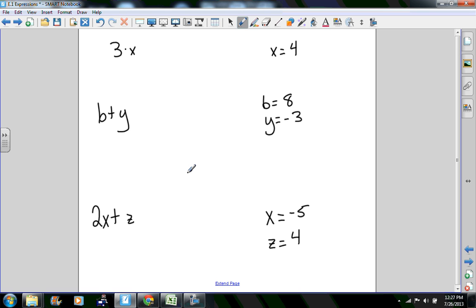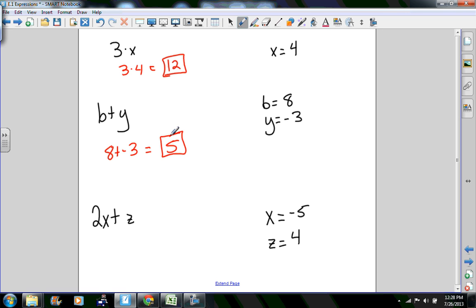So an example of some expressions are up here at the top. Each of these are separated by a line right there. So for the first one, it's 3 times x, and x equals 4. Well, all we do here is we simply type in a 4 for the x. And then we figure out the answer is 12. And that's it. Next, we have b plus y. Well, we look over here. We have b is 8, y is -3, so we just type them in. 8 plus a -3 is 5.